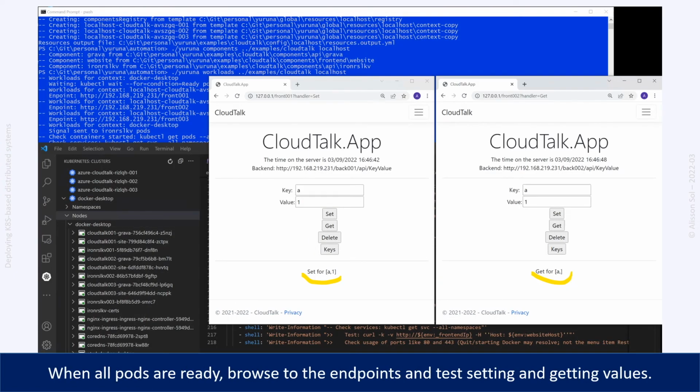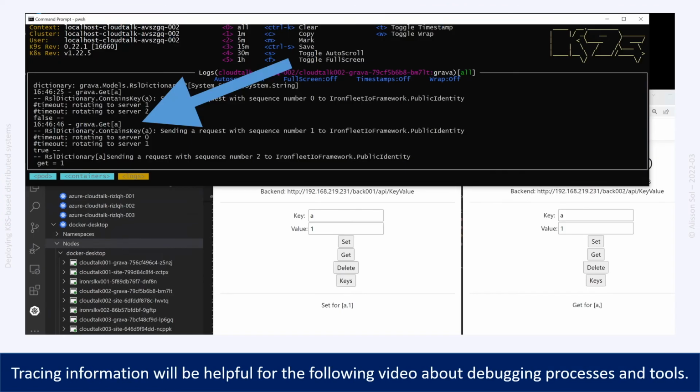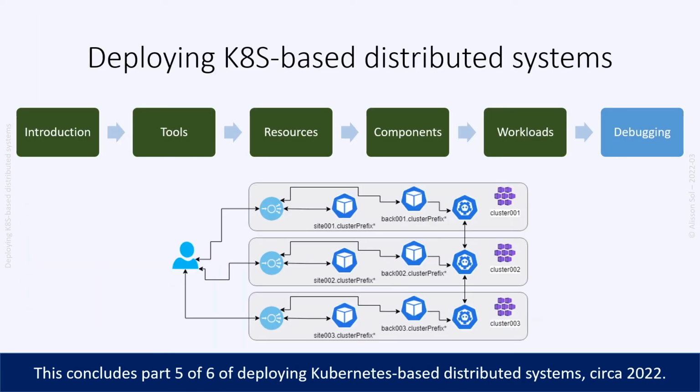When all pods are ready, browse to the endpoints and test setting and getting values. Tracing information will be helpful for the following video about debugging processes and tools. This concludes part 5 of 6 of deploying Kubernetes-based distributed systems, circa 2022.